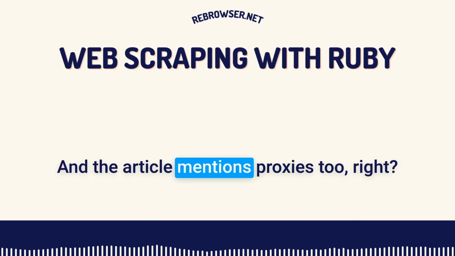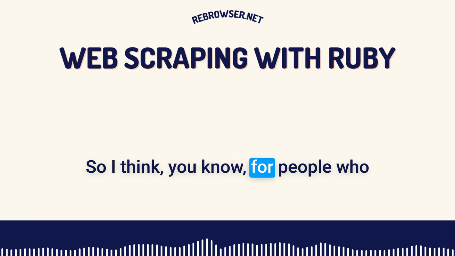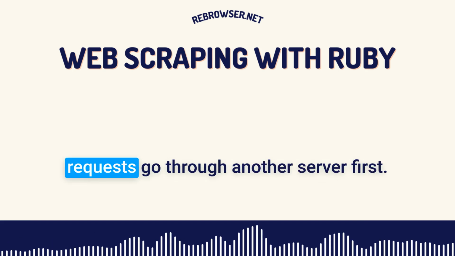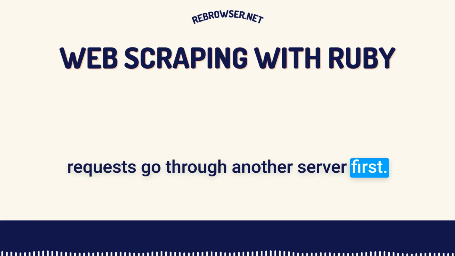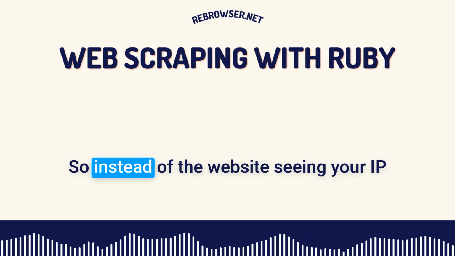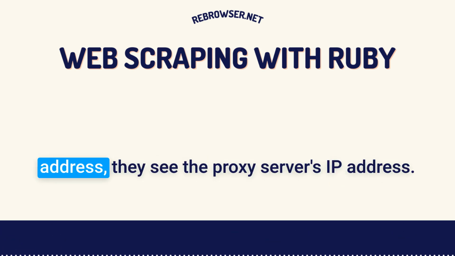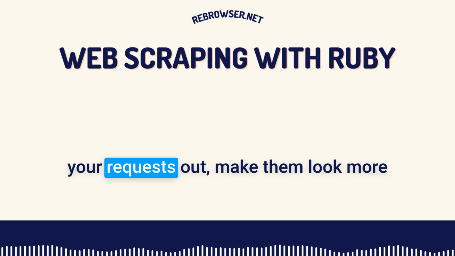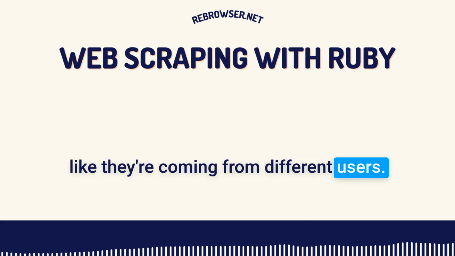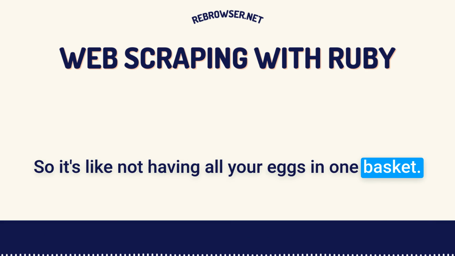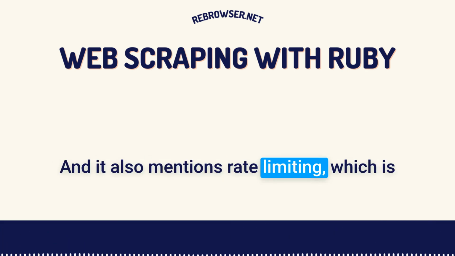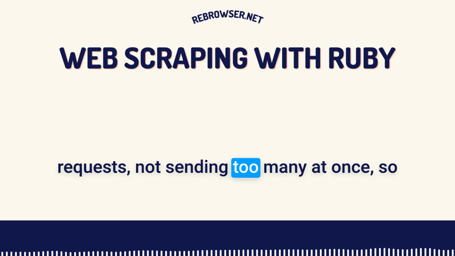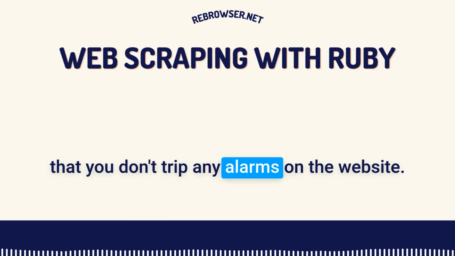Yeah. And the article mentions proxies too, right? For people who might not be familiar with proxies, it's basically having your requests go through another server first. It's like having a middleman. So instead of the website seeing your IP address, they see the proxy server's IP address. This can help you spread your requests out and make them look more like they're coming from different users. So it's like not having all your eggs in one basket. Exactly. And it also mentions rate limiting, which is the idea of deliberately pausing between requests, not sending too many at once, so that you don't trip any alarms on the website.